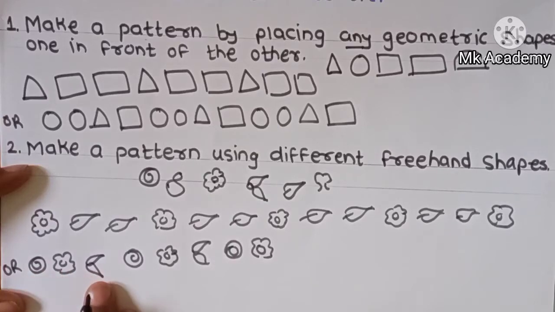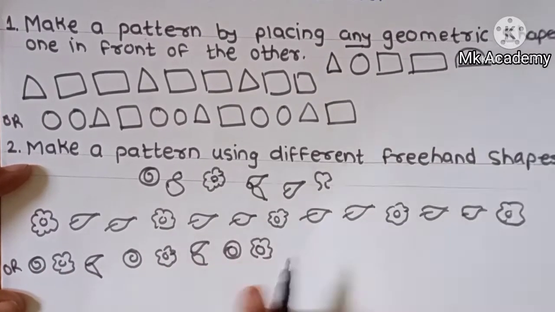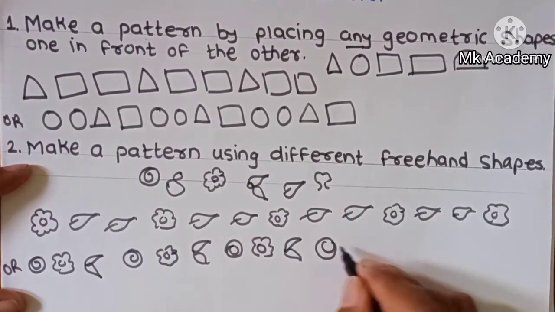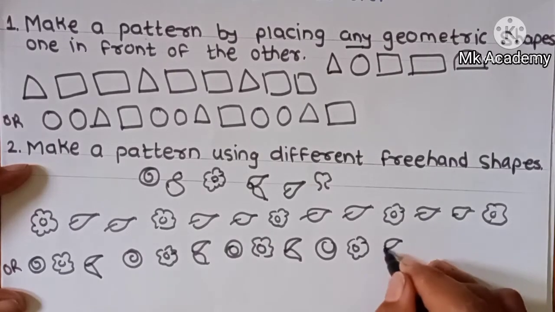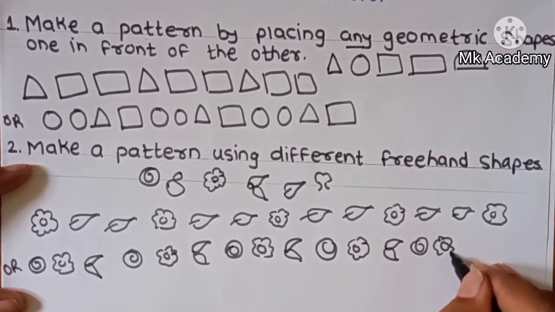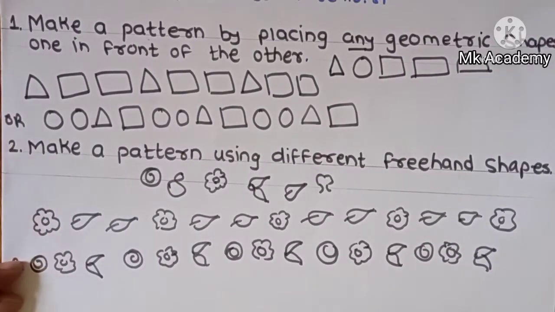Circle, flower, 2 leaves. Circle, flower, 2 leaves. Again circle, flower, 2 leaves. Again circle, flower, 2 leaves. Understood? Freehand shapes means any shapes.